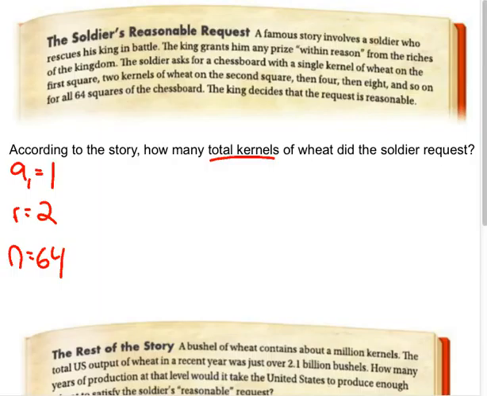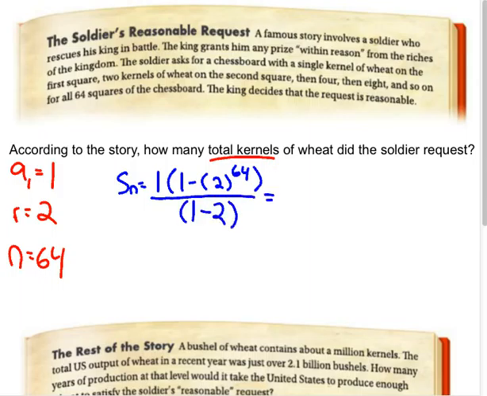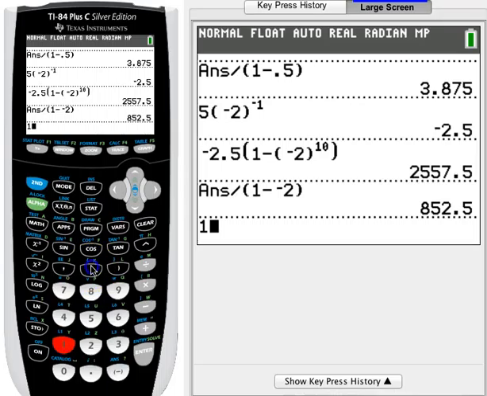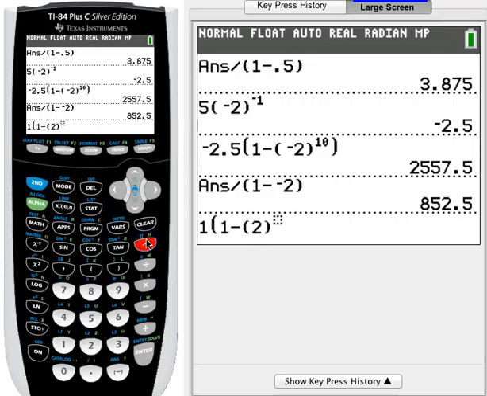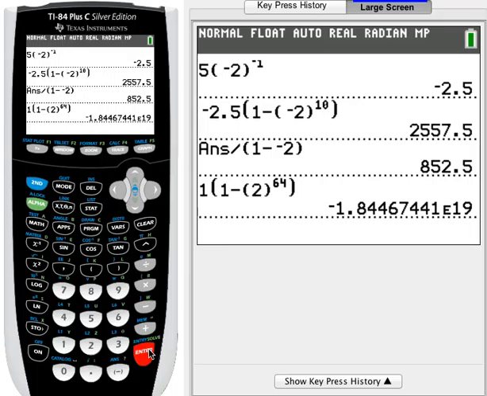All right, so let's plug this into our summation formula. So we have A1 times 1 minus that rate to the 64th power all over 1 minus that rate. All right, so let's take a look. 1 times 1 minus that rate to the 64th power. And now we're going to divide that by 1 minus that rate.